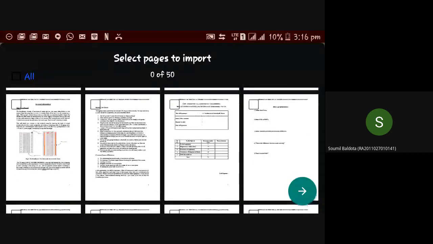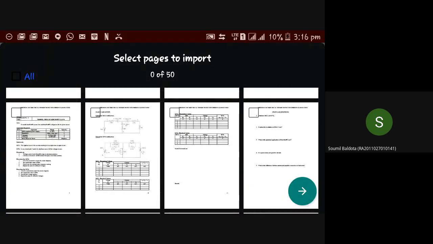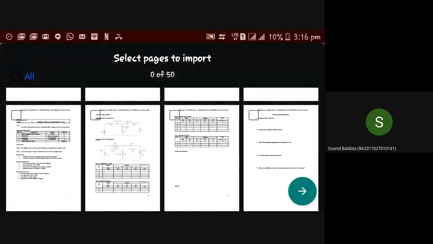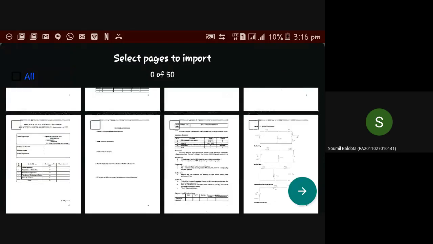Ma'am, so what do we have to put in the table? See, you are calculating VOC, you are calculating R Thevenin, then you have to just draw the Thevenin's equivalent circuit, that's all. That will be enough. Substitute V Thevenin and R Thevenin in the final equivalent circuit, that's all.